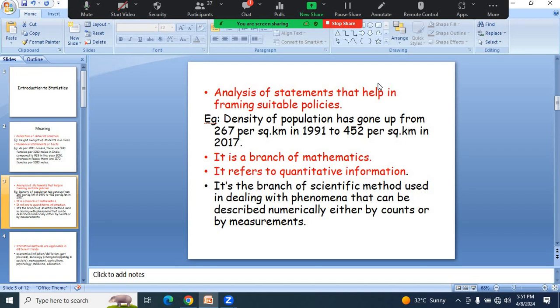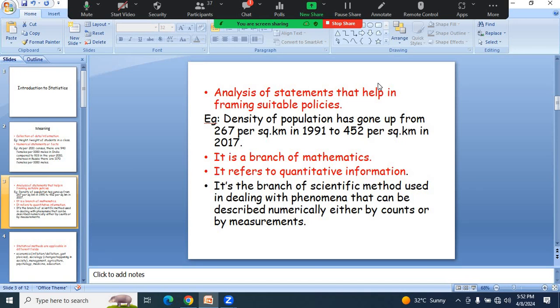Then obviously statistics is a branch of mathematics. Mathematics is a basic subject and statistics is a part of it. Like we study geometry, we study algebra, we study number system, so many branches. So statistics is a part of mathematics. And then it refers to quantitative information, quantity, right? For example, it's a branch of scientific method used in dealing with phenomena that can be described numerically.